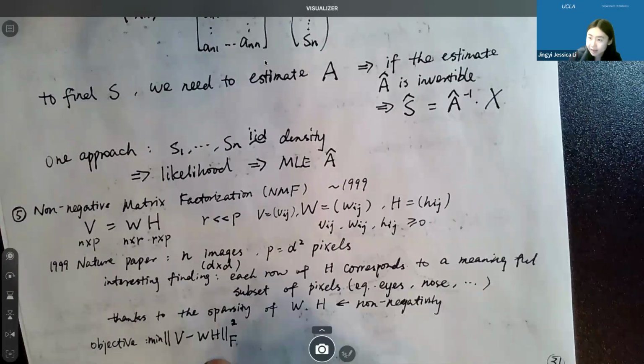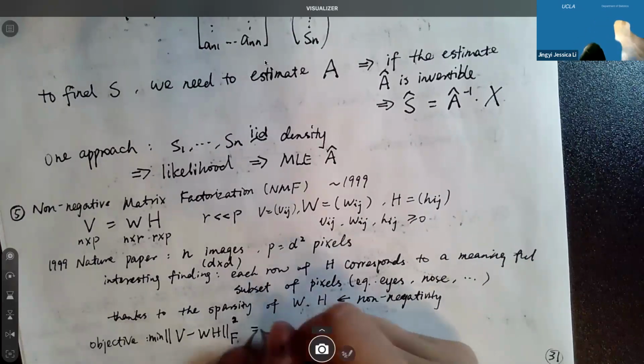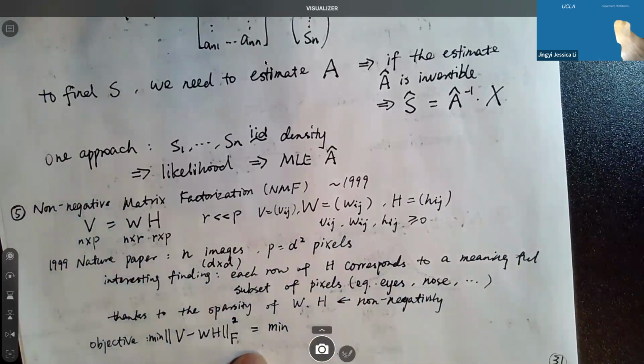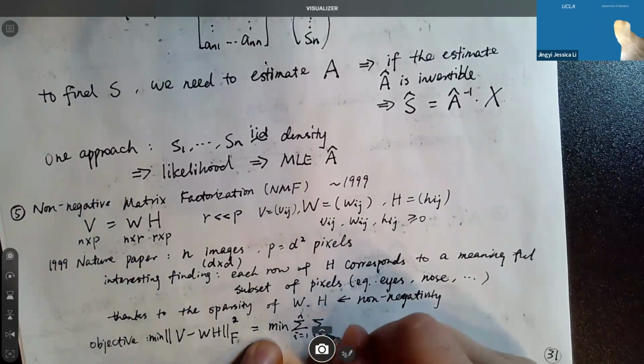So if we write it out, it's just the sum of the element-wise reconstruction error. So this is equal to, V, of course, is n by P, right? So we can write i from 1 to n, j from 1 to P.